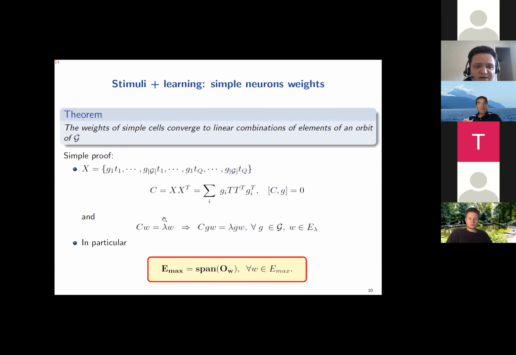Because if omega is a solution of the eigenequation, then you can immediately see that another element of the orbit is a solution, and so is any linear combination of it, since C is linear. You can prove the opposite, and in particular what you can prove is that each possible simple cell weight is in the linear combination of elements of an orbit.